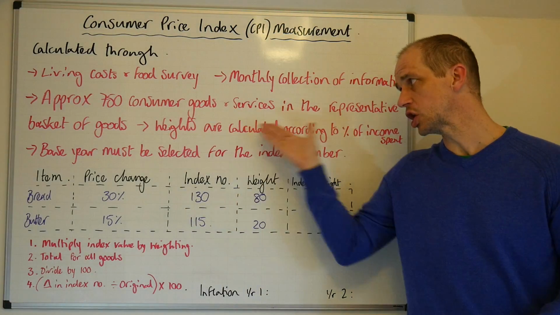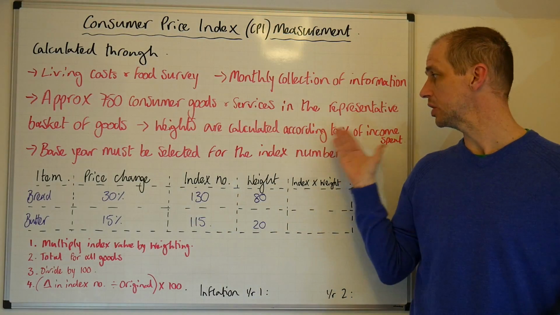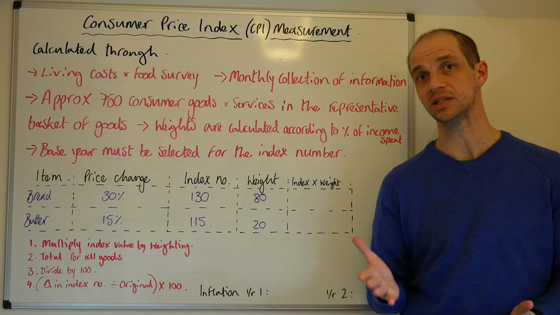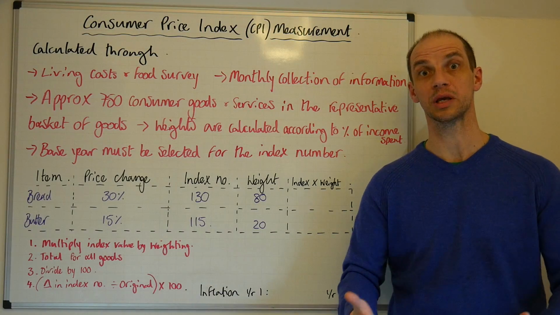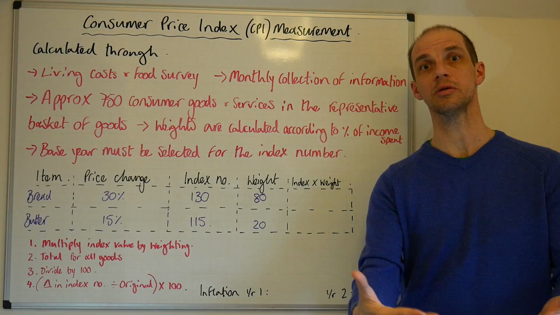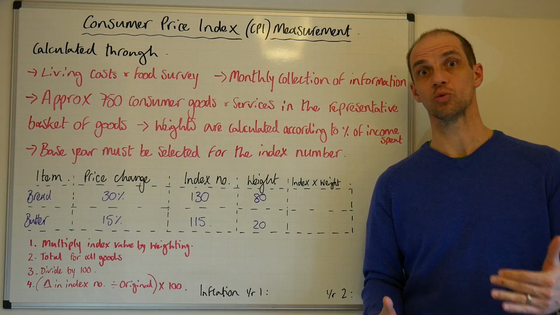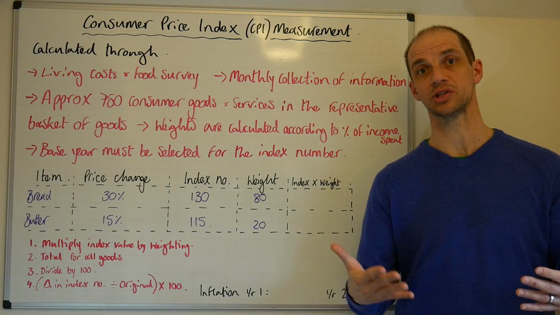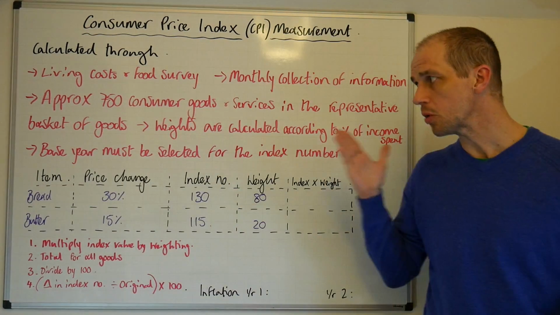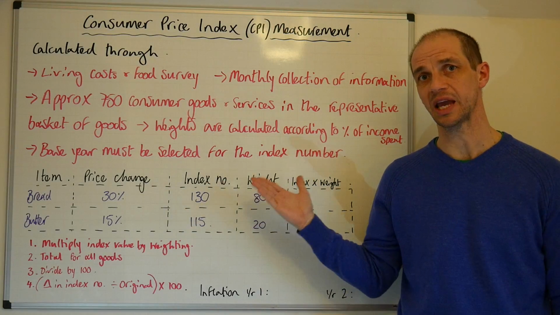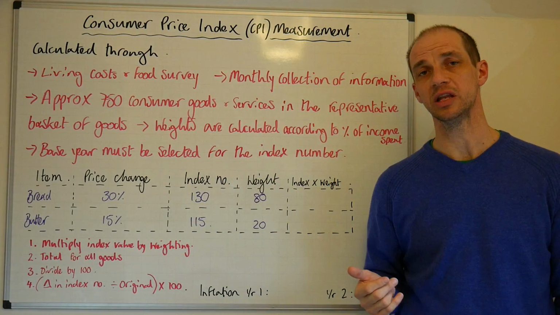Okay, further to that, weights are calculated according to the percentage of income actually spent. So this could be because perhaps of the frequency of the purchase or the actual price level being so significant perhaps. Okay. Now the base year must also be calculated for the index number.